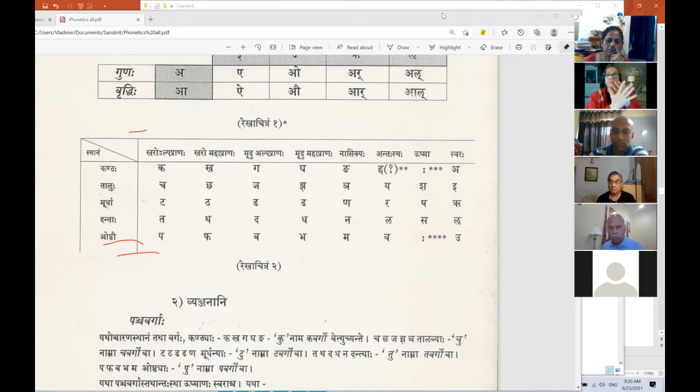Taittiriya's scheme, yes? A, I, R, Li, U. But in Rig Pratishakya, it is A, R, I, Li, U. And this is something interesting. So the R sound is in between A and I. So this Rig Pratishakya belongs to the period of 800 BC, most probably somewhere in the north it was articulated or composed.